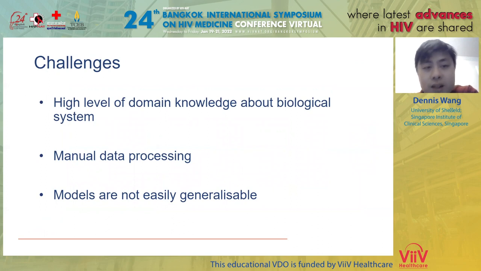So some of the challenges of applying machine learning to target discovery is that it usually requires a high level of domain knowledge in terms of the biology around the cellular system and, let's say, the proteins and pathways involved in disease. There's often a need for a lot of manual data processing, as in the case of building the network models, and also a lot of the models are very disease specific, so they're not as easily generalizable to other diseases or biological contexts.